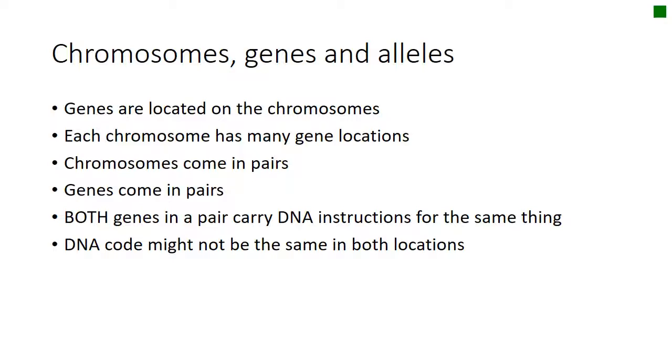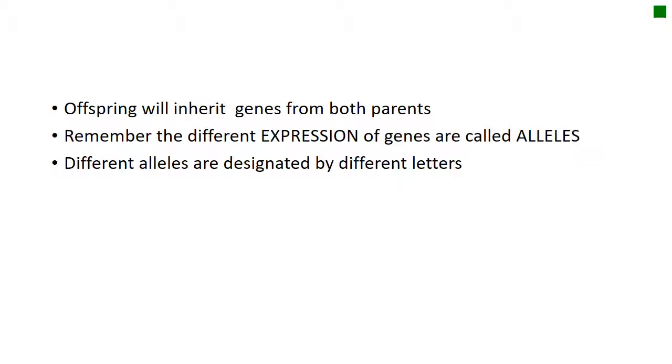Now, since chromosomes come in pairs, it follows logically then that genes must also come in pairs as well. Both genes in a pair will carry DNA instructions for the same thing, although the code might not be the same in both locations. Okay, we'll explore a little bit of what that means in the next slide. Right here, what does it mean?